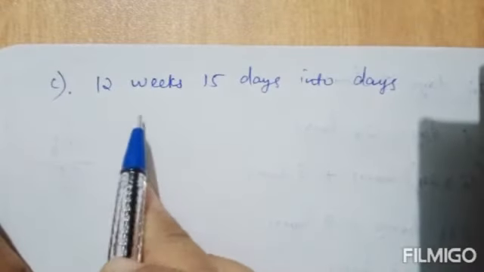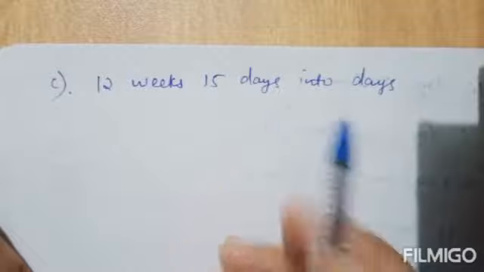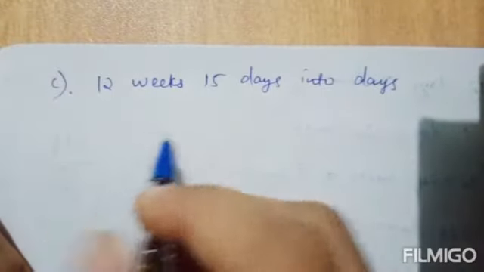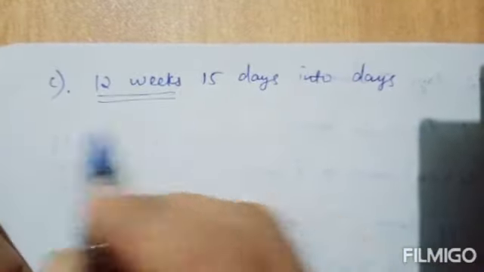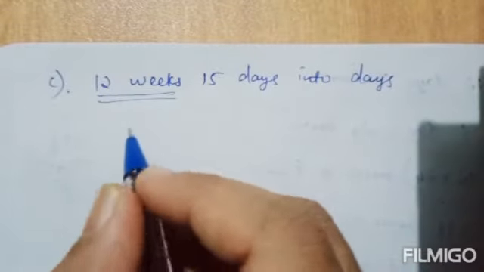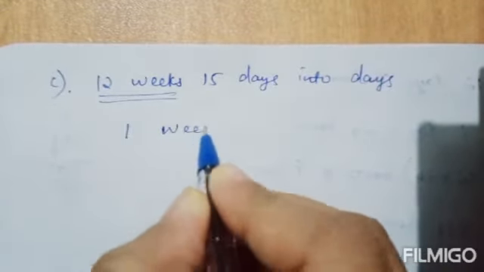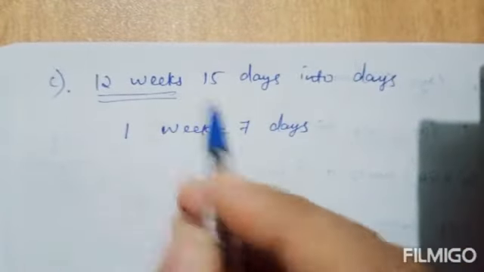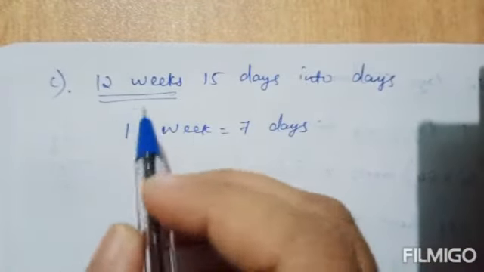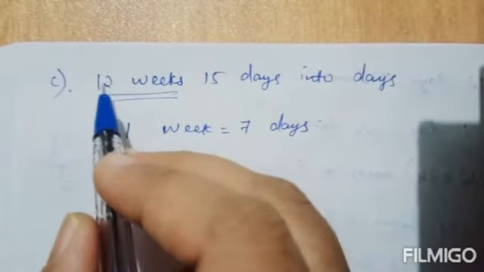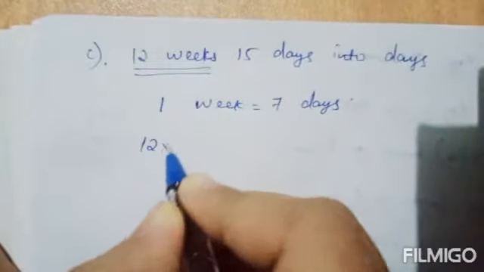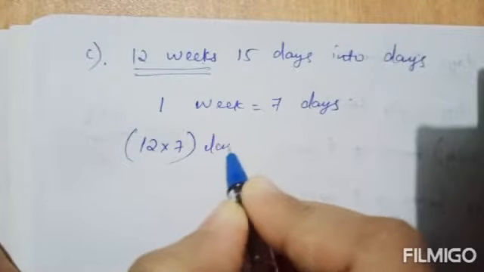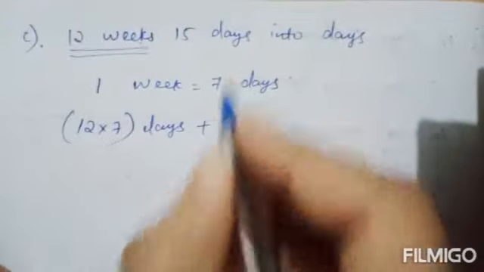Next, 12 weeks, 15 days into days. So this weeks you have to convert to days. Now you know the relation, 1 week equal to 7 days. So in order to convert weeks to days, multiply by 7. Okay, so 12 weeks, it is 12 into 7 days plus this 15 days.